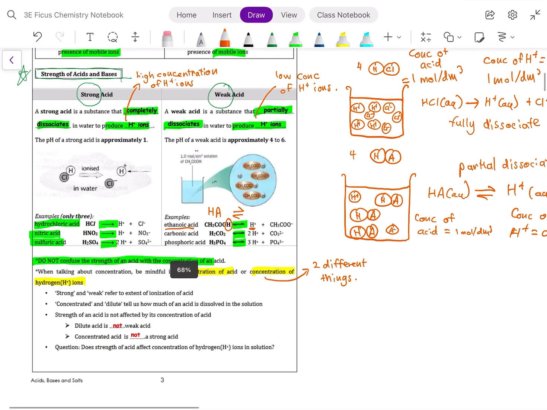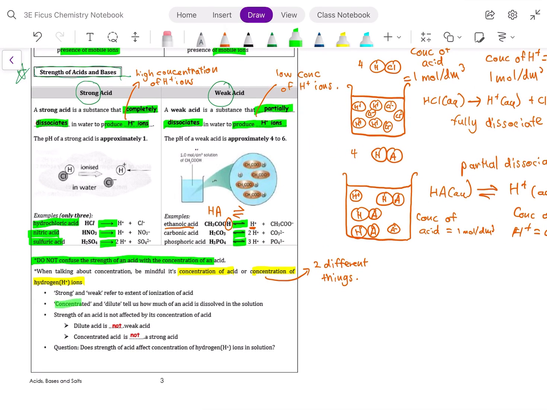So that brings me to the next point. Whether it's concentrated or dilute acid, it basically just tells us how much of the acid I put inside the water, and has nothing to do with the strength. Strength is something intrinsic, it's the nature of the acid. You can't control it. If it's a strong acid, it's a strong acid. If it's a weak acid, it's a weak acid.